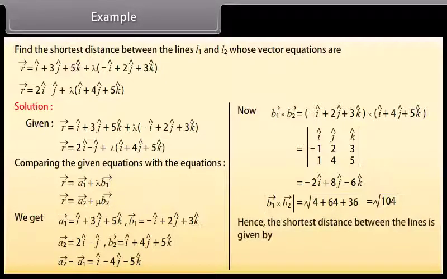Hence, the shortest distance between the lines is given by the modulus of minus 2 minus 32 plus 30, divided by the square root of 104, which equals 4 by the square root of 104.